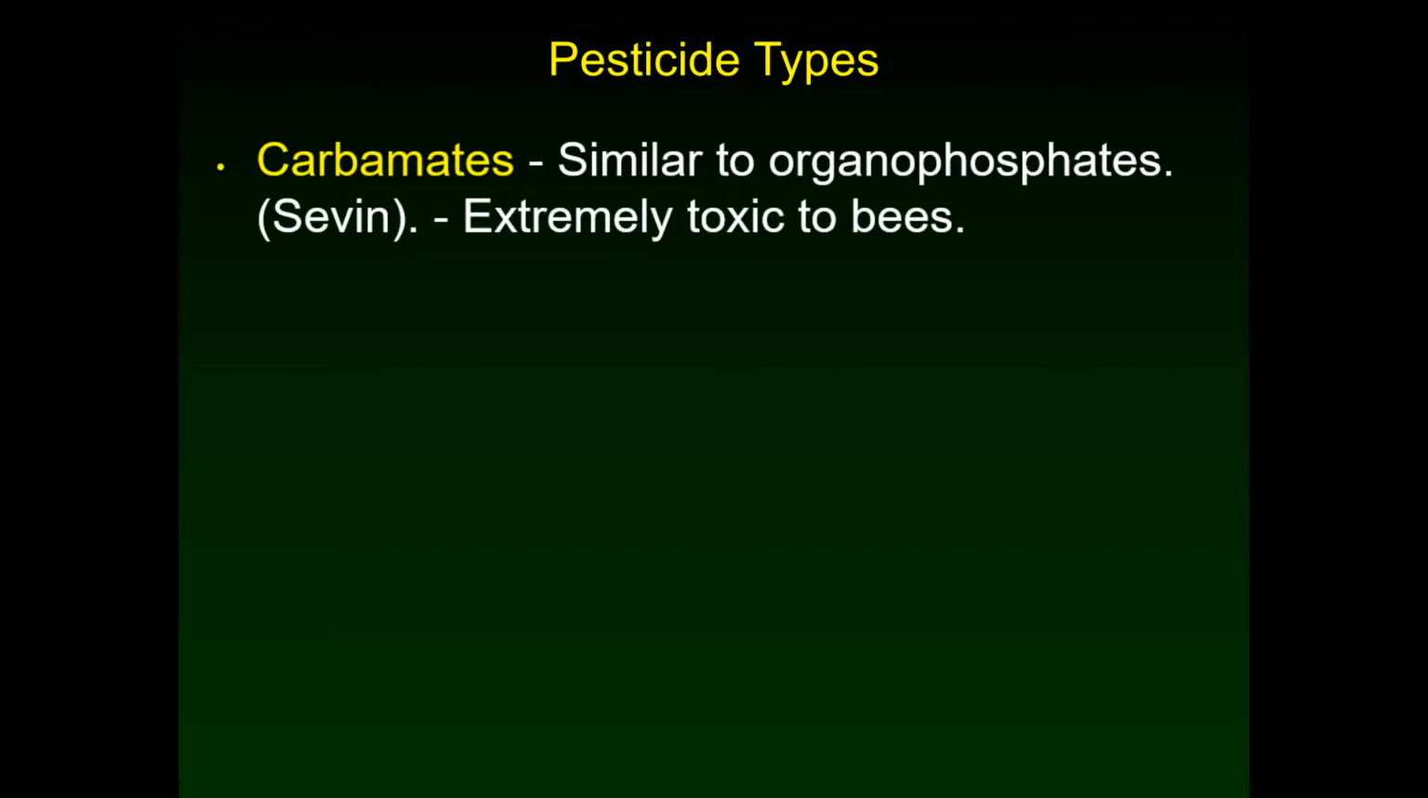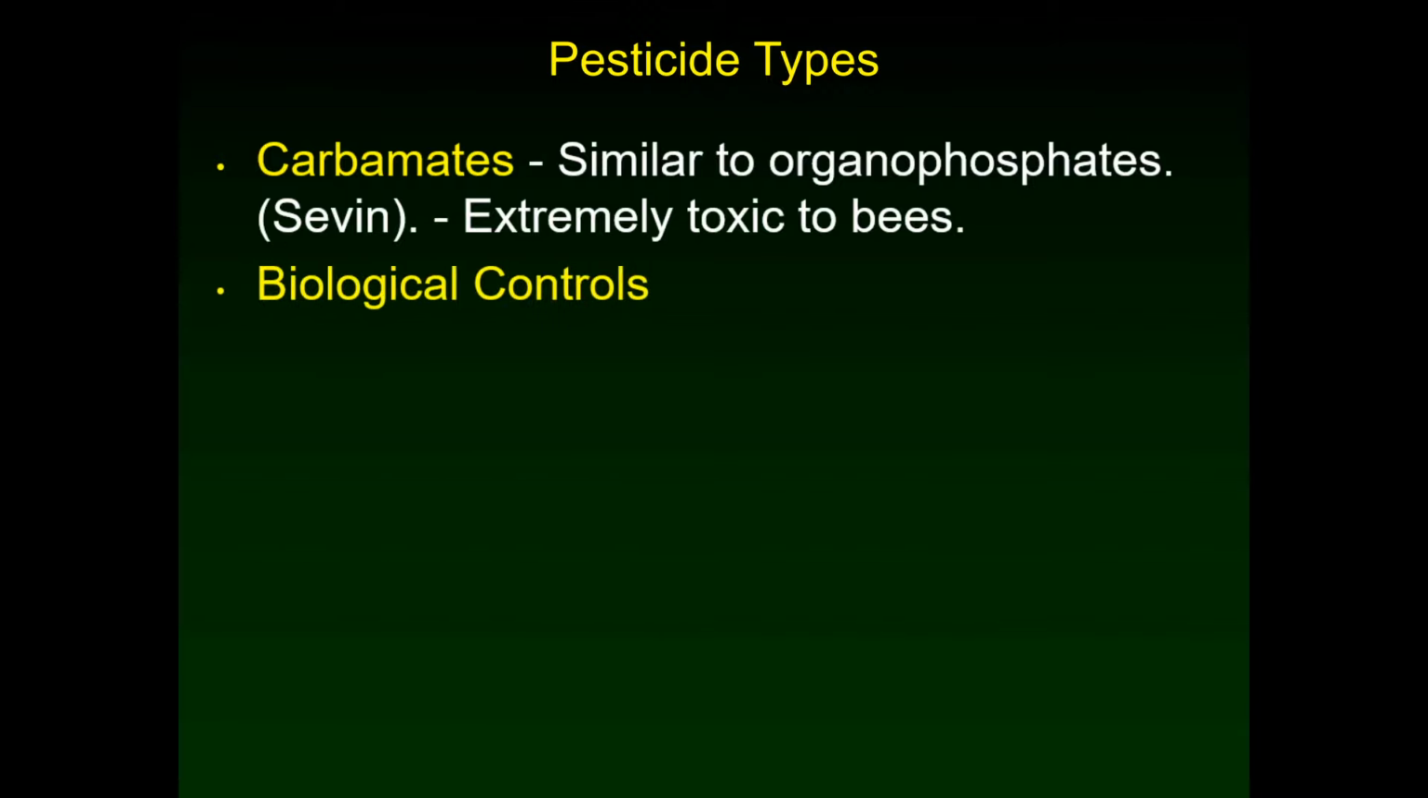Carbamates, these are similar to organic phosphates. So 7 is an example. These are extremely toxic to bees. When they were looking at colony collapse disorder, they started to sort through pesticides quite a bit. They asked, okay, what pesticides might be a result of this, or what might be coming about with all this. And carbamates was one of them that they really went after.